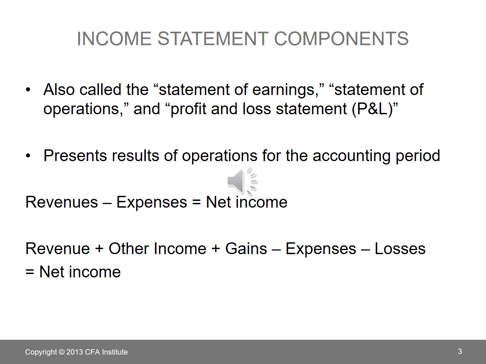At the bottom of the income statement, companies report net income. Companies may use other terms such as net earnings or profit or loss, so these different terms also refer to the same thing.